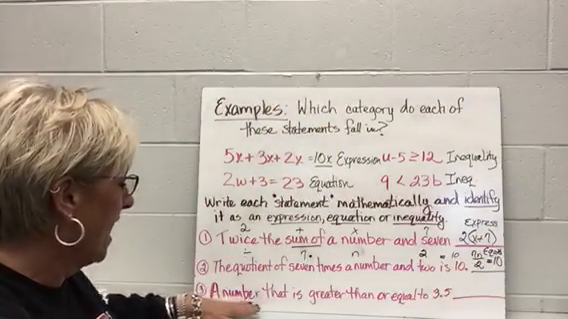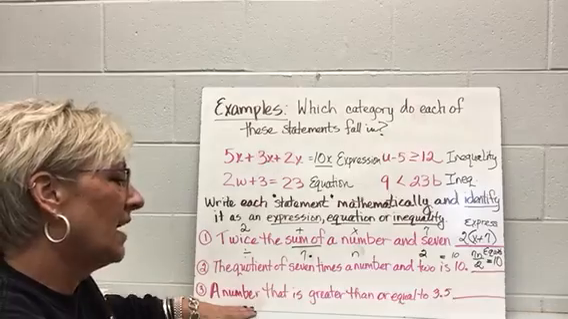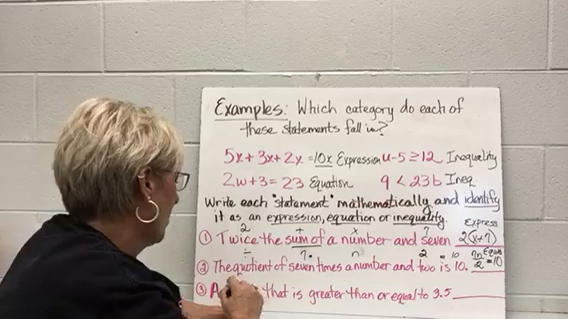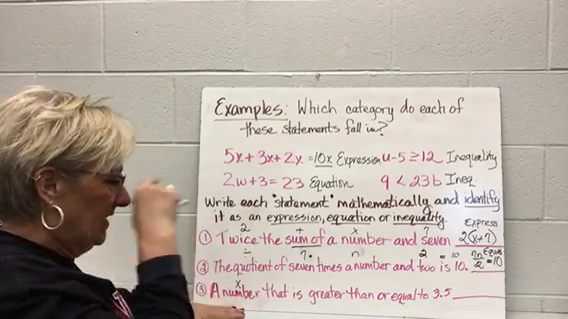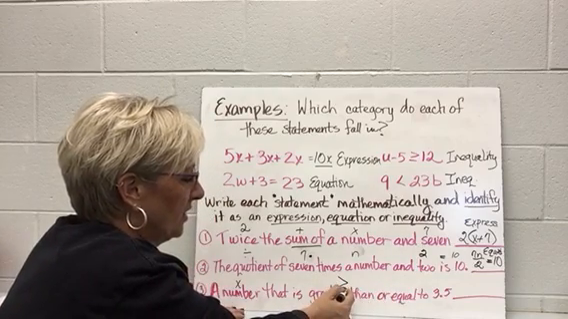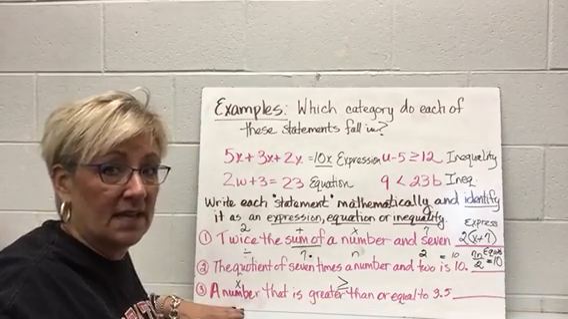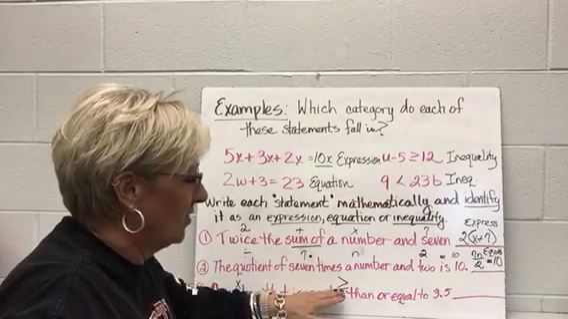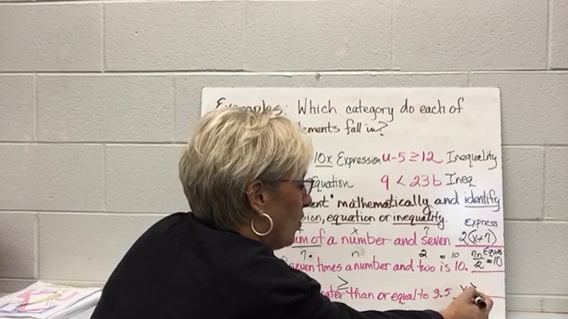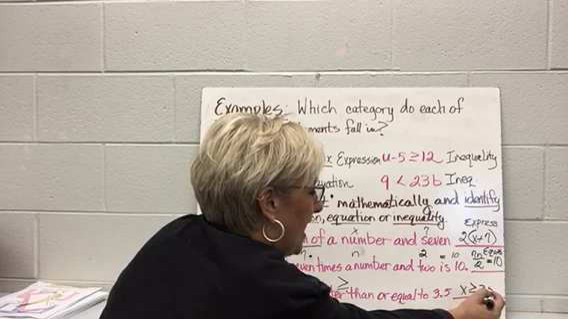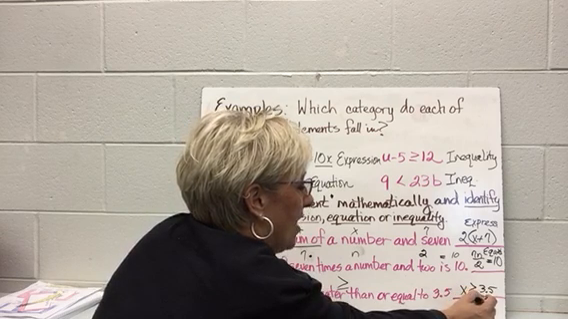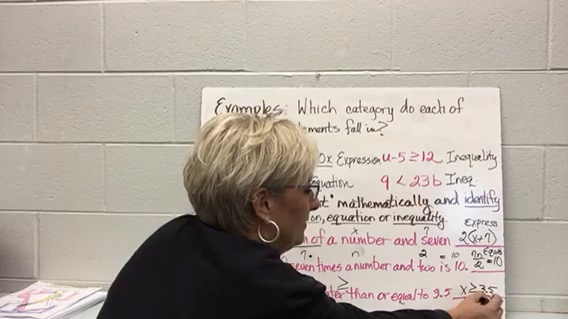The next one is a number that is greater than or equal to 3.5. We don't know what the number is, so we're going to write an x here. And that is greater than, we're going to put the greater than sign, or equal to, we're going to put the little equal sign underneath there, just one of them, that reads greater than or equal to 3.5. So x is going to be greater than or equal to 3.5. And this we know is an inequality because we have our greater than or equal to sign.